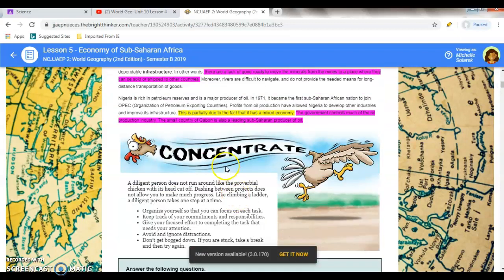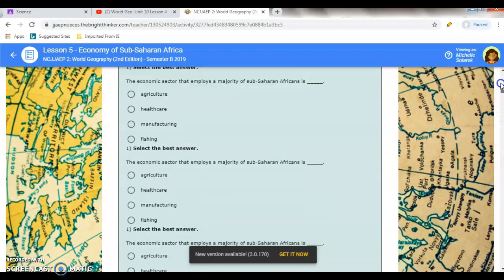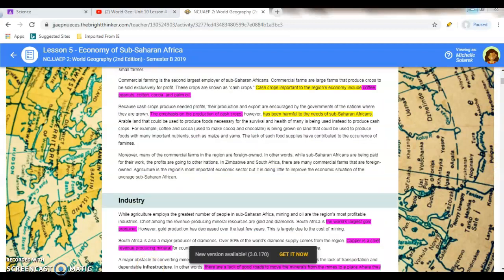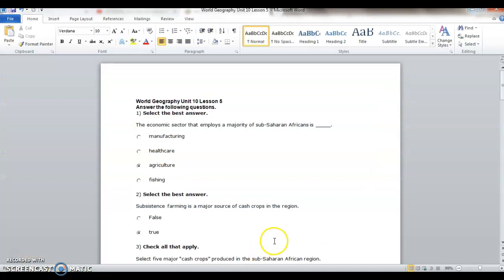And right here it talks about concentrating, organizing yourself after each task, and things of that nature. Avoid getting distracted, and that is very important in any aspect of life. Right here we're going to get into the questions, so we'll go ahead and go into the Word document.